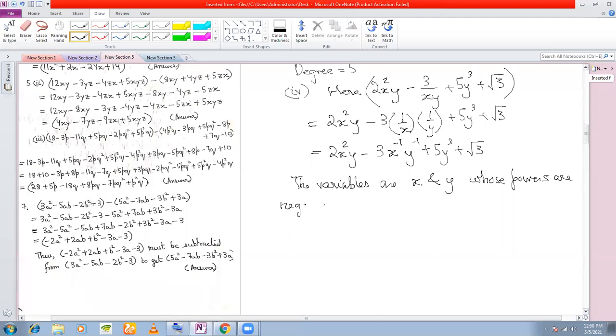Therefore, it cannot be a polynomial. It cannot be a polynomial. Fine. All clear till this part?